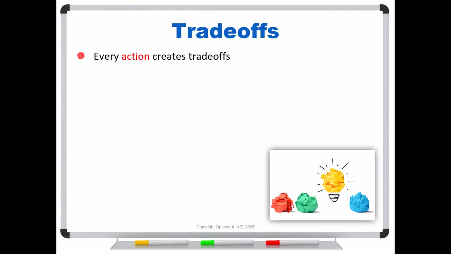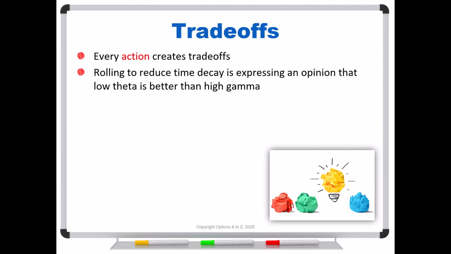So just be careful of this whole idea when people say that you need to roll an option because you're now on the steep part of the time decay curve. Rolling to reduce time decay is expressing an opinion that low theta is better than high gamma, and that may not be true. So let's just jump over quickly to an option pricing model and see if these numbers line up.